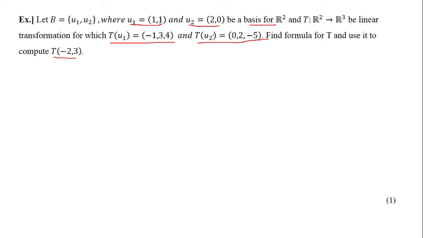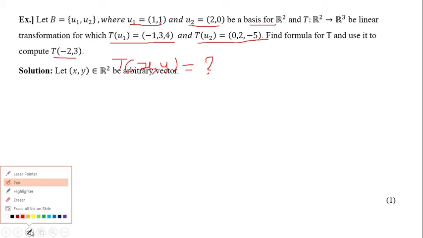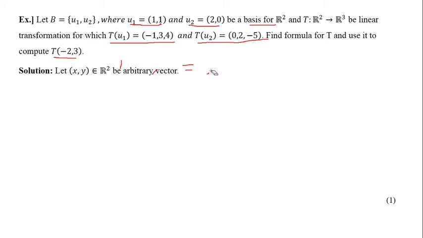But here our main target is to find a formula for T, meaning T of (x, y) is equal to what? So we want a general formula. Here we have been given the images of the basis vectors. So let (x, y) belonging to R2 be an arbitrary vector. Let the ordered pair (x, y) be a member of the two-dimensional vector space R2.